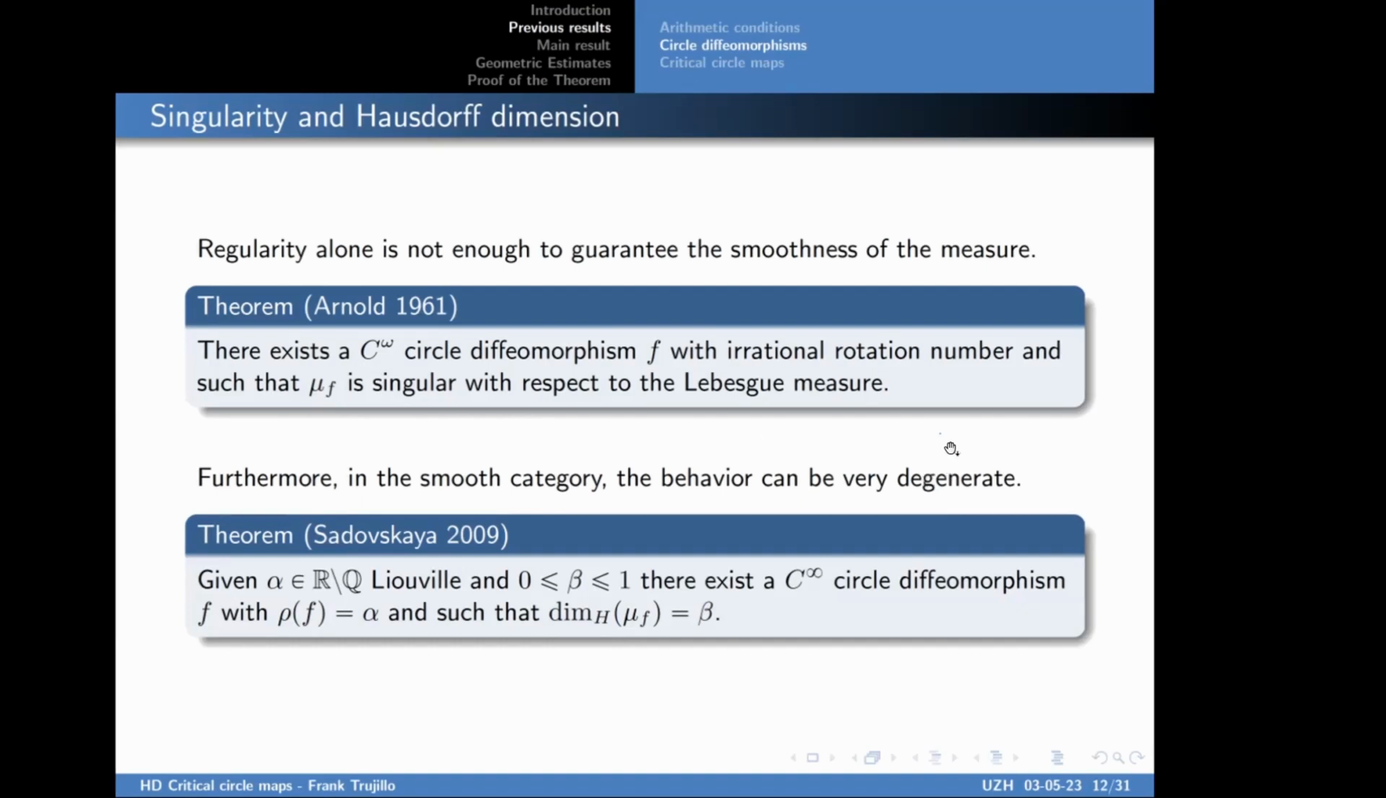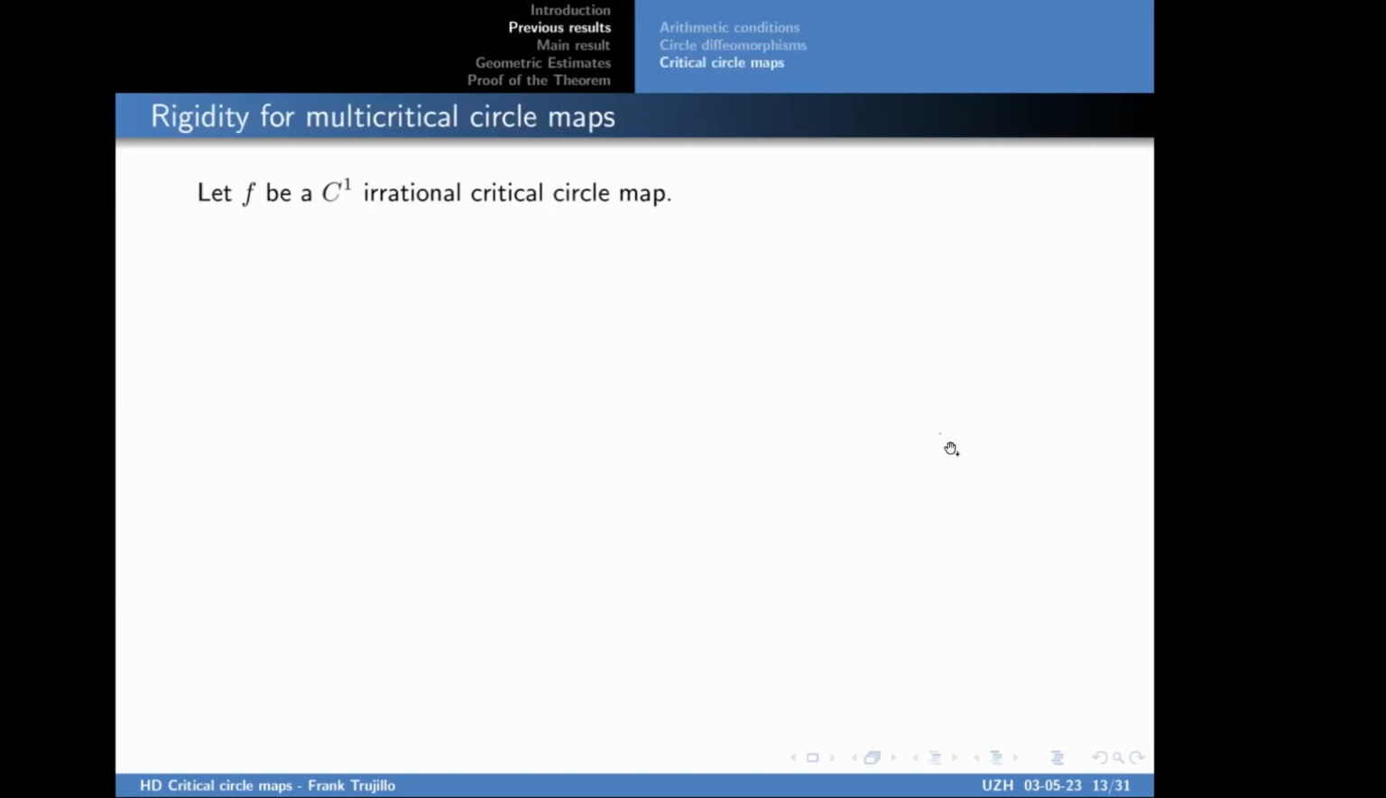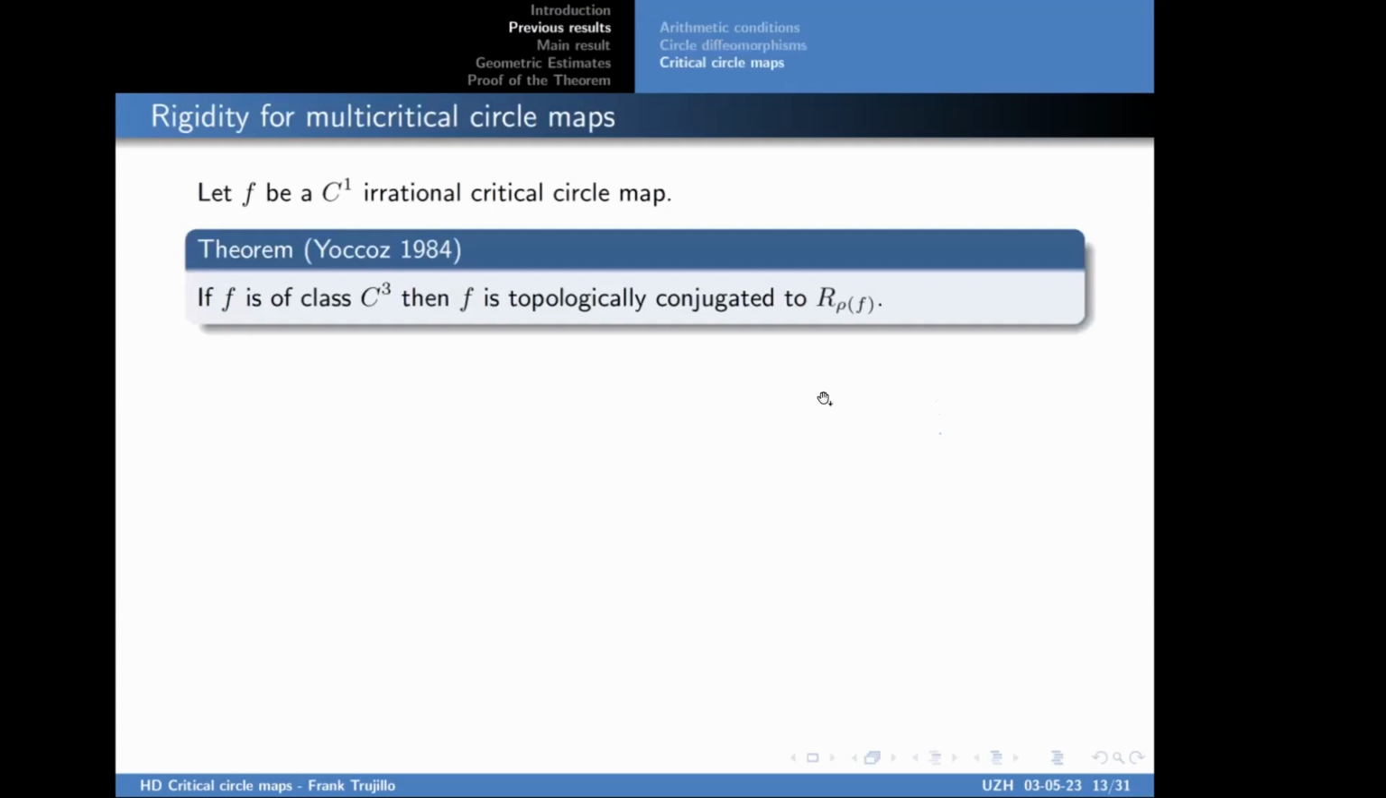So let me move a little bit forward and consider the case of critical circle maps. For critical circle maps, we have an analogue of Denjoy's result, which says that if you add a little bit of regularity, in this case, I don't need C2, but C3, then my map is actually topologically conjugated to a rotation. This means I don't have wandering intervals, my measure is supported on the whole circle. But notice that this time, I cannot try to say, okay, but what is the regularity of the conjugacy with the rotation? Because in this case, I don't expect the conjugacy to be C1.